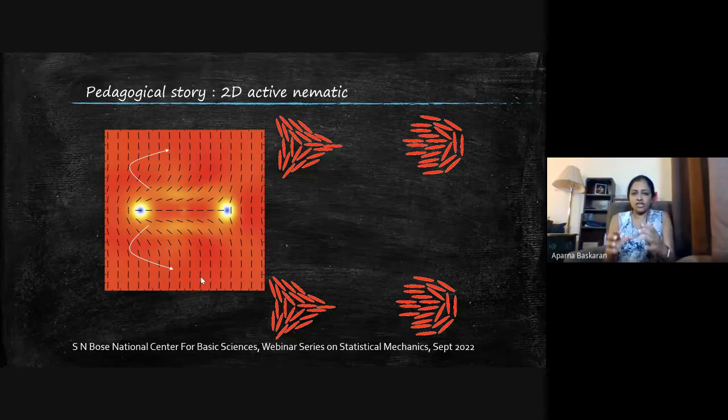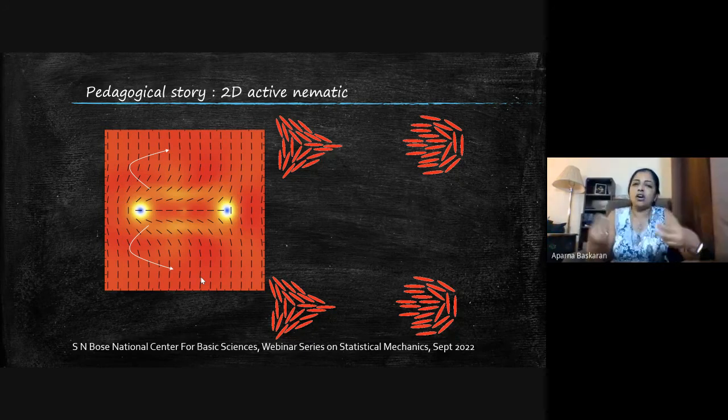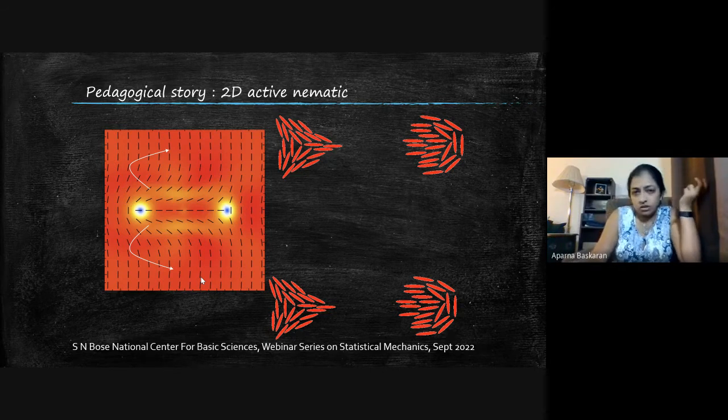That is the basic story. The basic story is that there's a bend instability. The bend instability causes a defect pair to form. The defects create vortices, and the vortices create more defects. That is the dynamics of a chaotic 2D active nematic. And people have spent a lot of time understanding many, many things about this little theory that I have described. This theory is about 10 years old now, and we know many things about this theory.